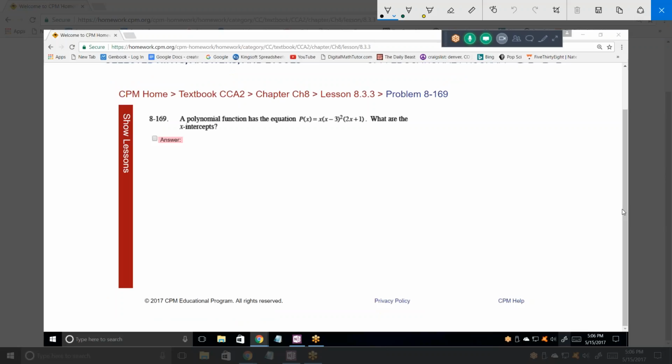So how do I figure the X-intercepts? You put everything equal to 0. In other words, the X-intercepts come when y is equal to 0, or p of x in this case. So I'm just going to write this. That's my equation I've got to solve. Whatever values of x make this thing true are my X-intercepts. So what are they? 0, 3, negative 1.